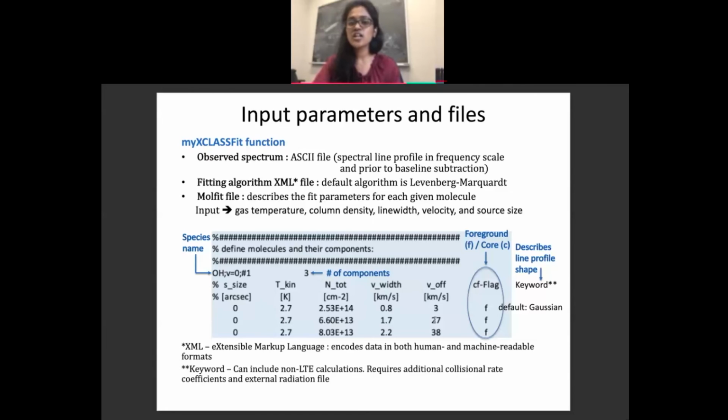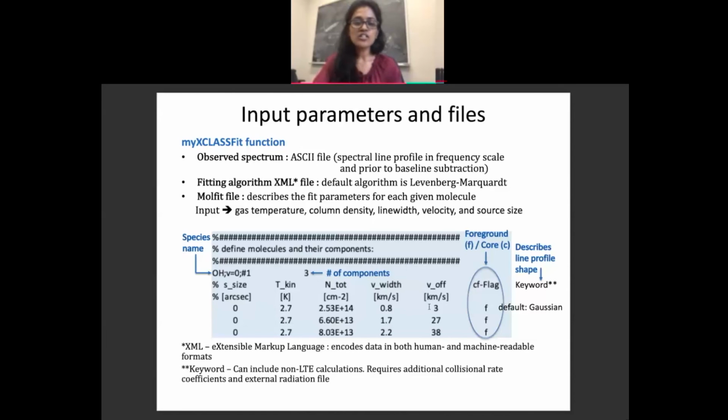But if you would like to fit, let's say, for example, a void profile, you can also mention that under this specific keyword. The keyword can also be set to non-LTE, but in this case, you would also have to mention the relevant collisional rate coefficients files as well as external radiation files. The other thing X-class would require from your side is information as to whether this is a foreground component or a core component. X-class differentiates between these things based on the source size as well, but it is also limited to modeling 5 core components.